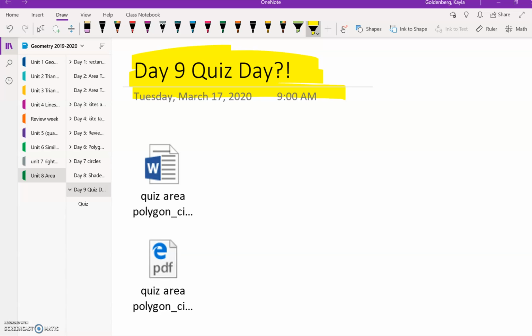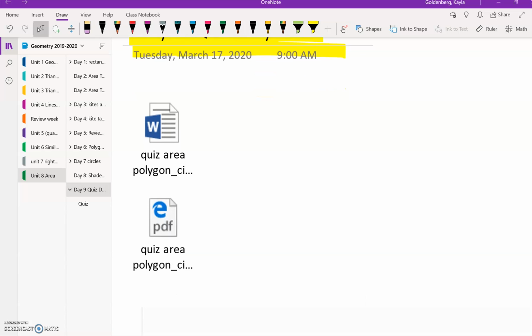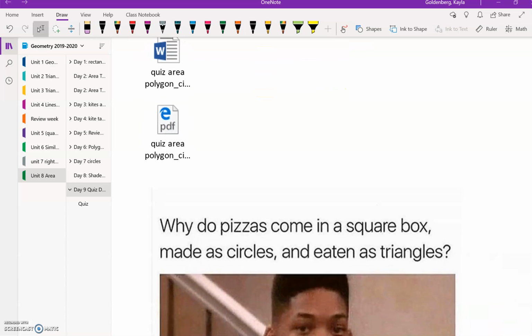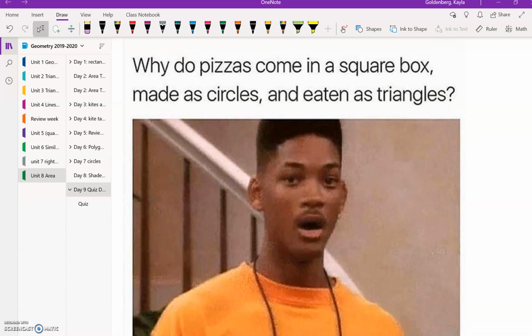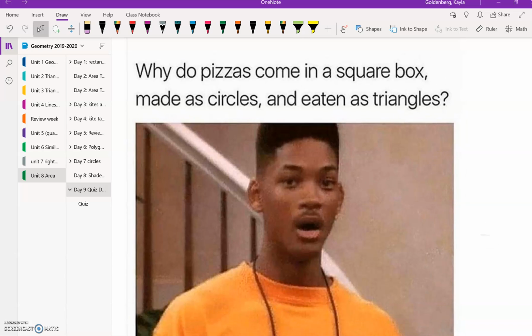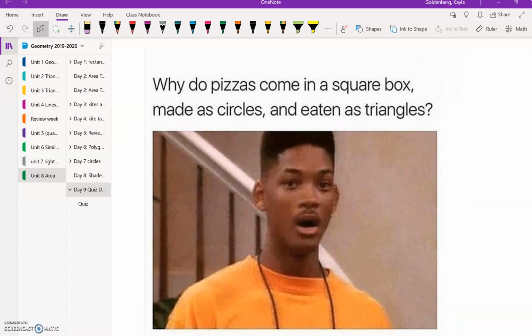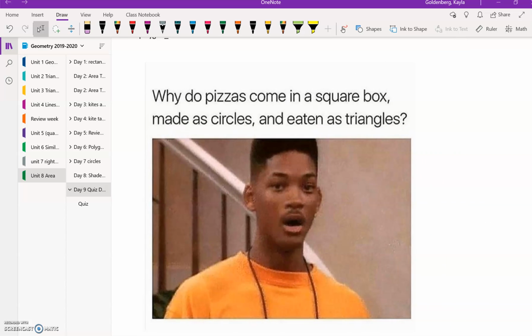I'm also starting a new thing to liven up the mathematic videos of having a math meme of the day. So here's our math meme of the day. Why do pizzas come in a square box, made as circles, and eaten as triangles? A very, very weird thing to think about. And I thought it kind of went nicely with what we're doing here with looking at polygons, breaking polygons up into triangles. So kind of a fun thing to think about. And now I just really want to eat some pizza.